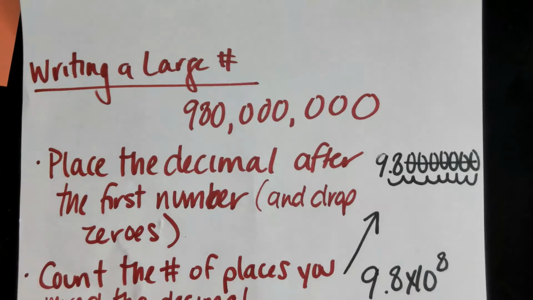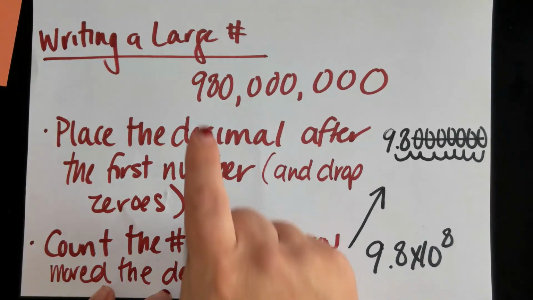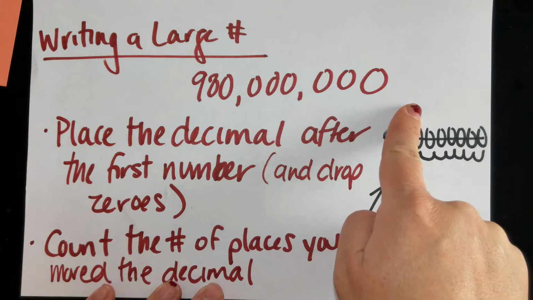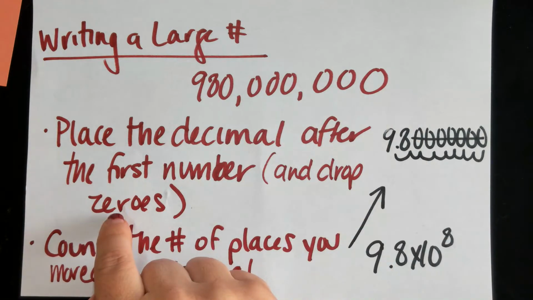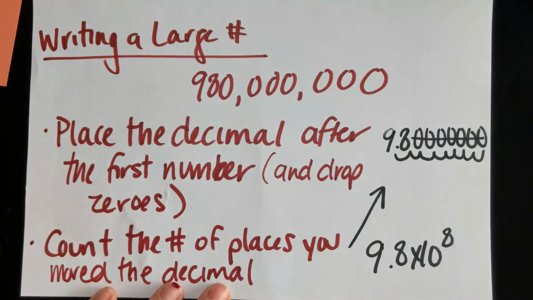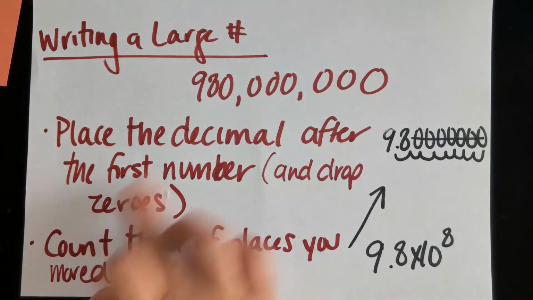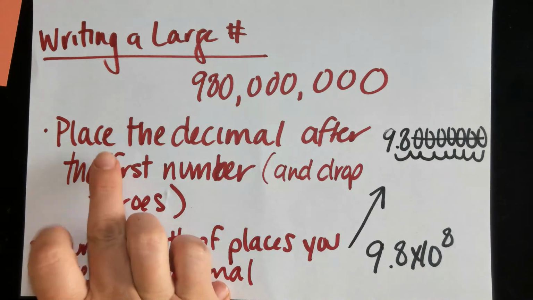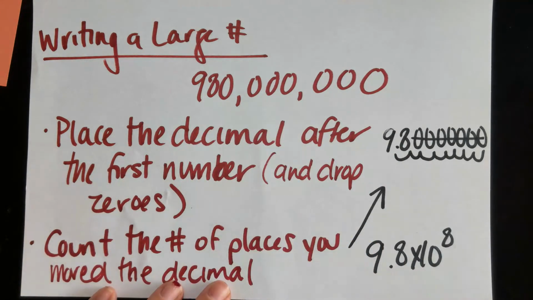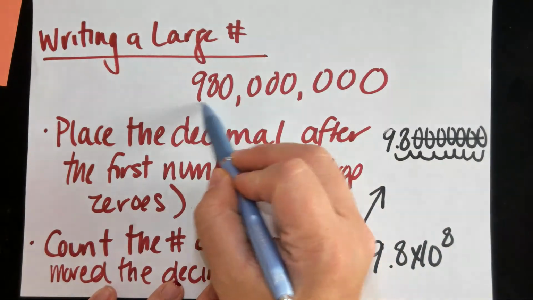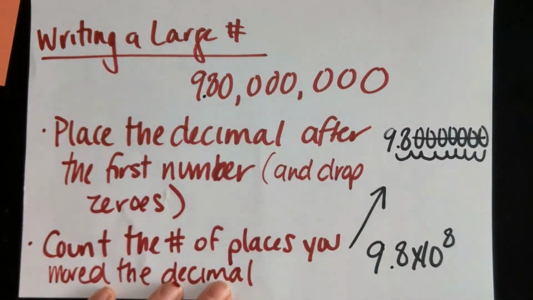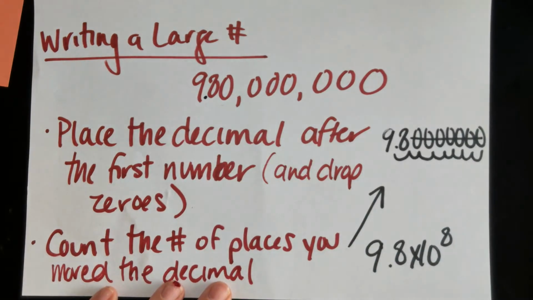When we write out a really large number in scientific notation, so let's start out with a number that's in standard form, 980 million. Okay. There's a lot of zeros here. First things first, you say to yourself, well, I have a really large number, and my directions say place the decimal point after the first number. So first whole number, where is it? Okay, that goes after the 9, so it's in between the 9 and the 8.